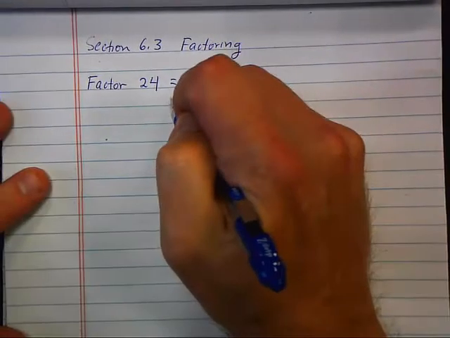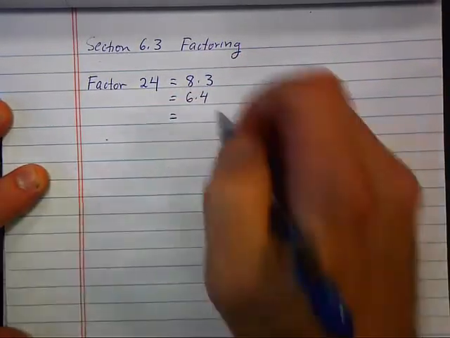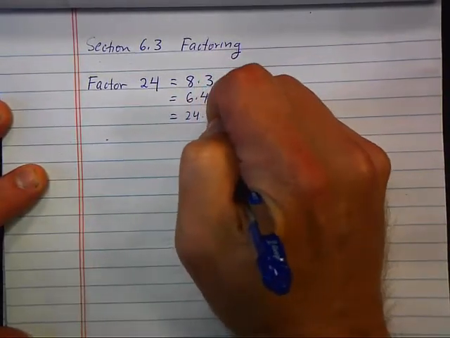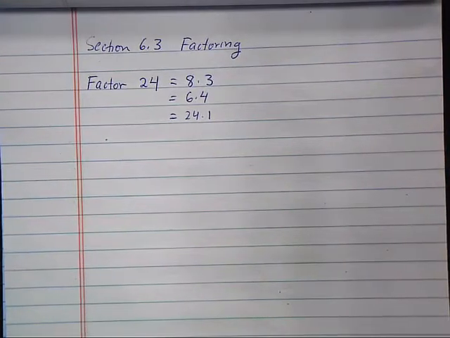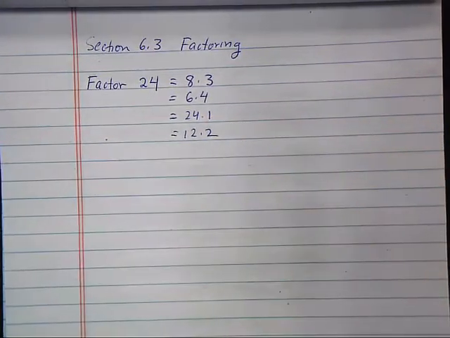Another correct answer is 6 times 4. Another correct answer? 24 times 1. That's a correct answer. It doesn't do you a whole heck of a lot of good, but it is a correct answer. 12 and 2. Any other ways to factor 24?